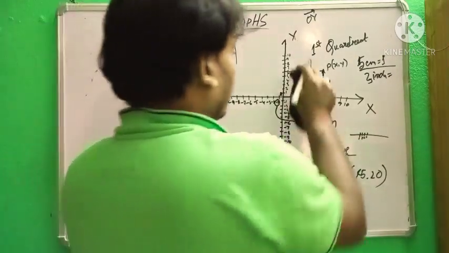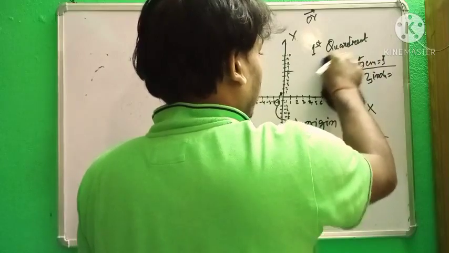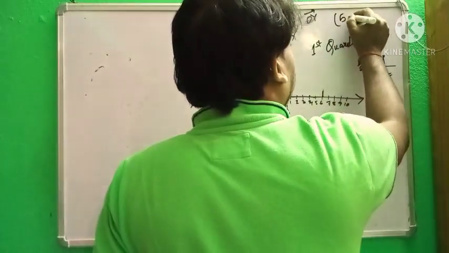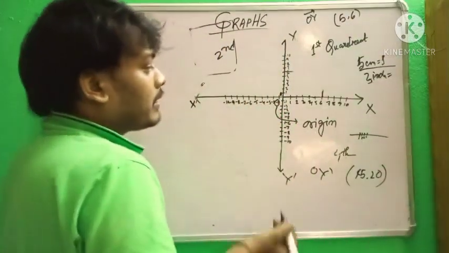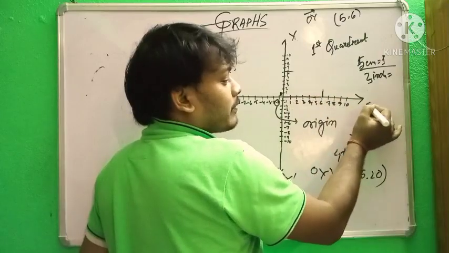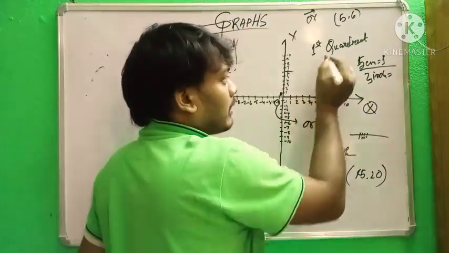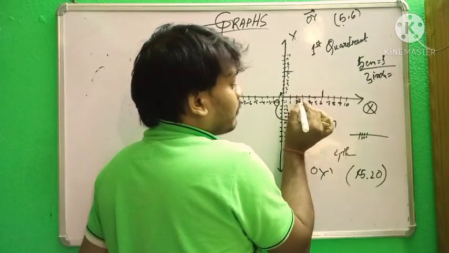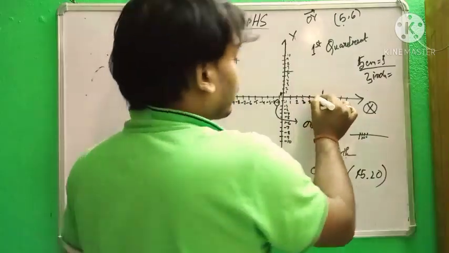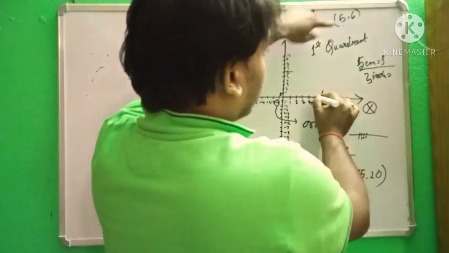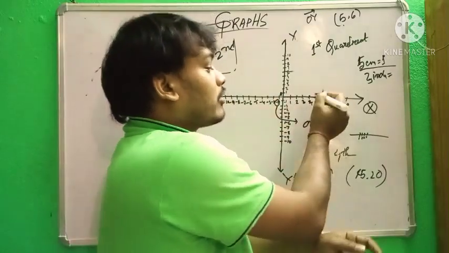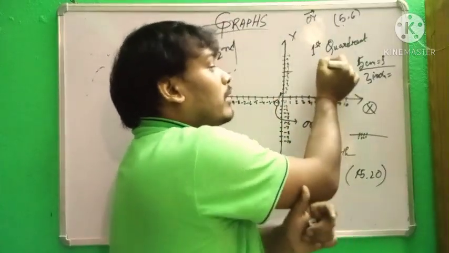Now if the point is 5 comma 6, that means we go towards the positive part of the x axis 5 units, so 1 2 3 4 5, okay, and 6 means the distance from the x axis, so from here we go 6 units.